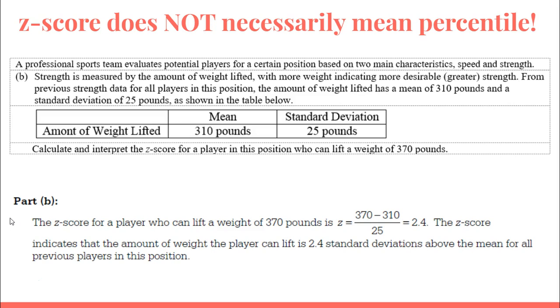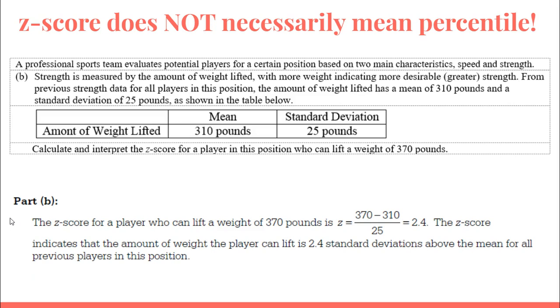Notice it gives a direction for all previous players in this position. You are asked to calculate and interpret the z-score. One thing that's really important to see here, and you see it in the big bold title on top, but you haven't heard me say it yet, is that the z-score does not necessarily mean percentile. When you read this prompt, you are told nothing about the shape of the distribution. We cannot go to Table A on this. We cannot use normal CDF, but you can find z-scores. Z-scores are not only used for shapes that are approximately normal. Z-scores are used to tell how many standard deviations away a value is from the mean.